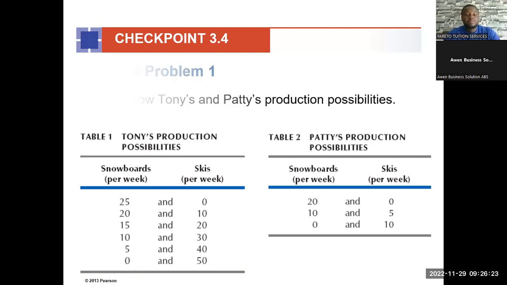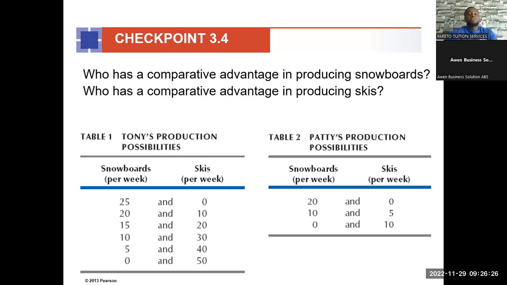All right. Now, who has a comparative advantage in producing snowballs? And then who has a comparative advantage in producing, I don't know if it's skies or what. So we'll have to actually calculate their opportunity cost. Remember, we said you have a comparative advantage in production when you produce it at a lower opportunity cost. So let's follow. Let's look at the first one.